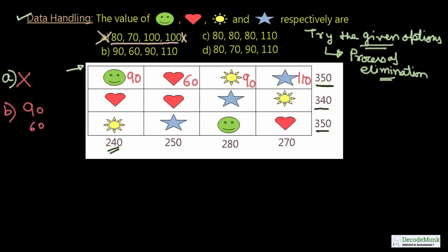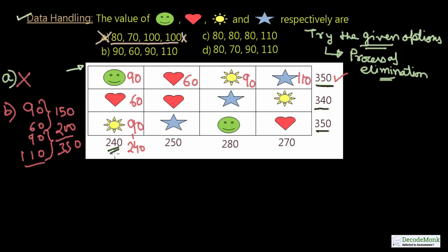90 plus 60 plus 90 plus 110. So we can easily carry out this. 90 plus 60 is 150, 150 plus 90 is 240, plus 110 is 350. So the first row correctly matches. So we can proceed further. 90 plus 60, then the sun is again 90. Now let us carry out the addition vertically. 90 plus 60 is 150, 150 plus 90 is 240. So this correctly matches. So we can proceed further to check option B.